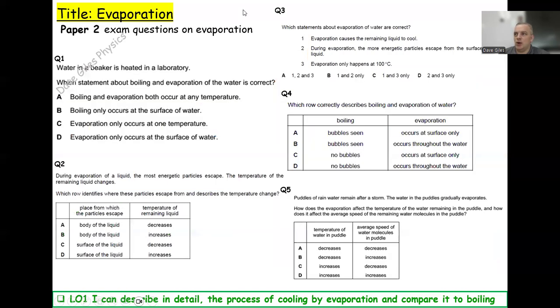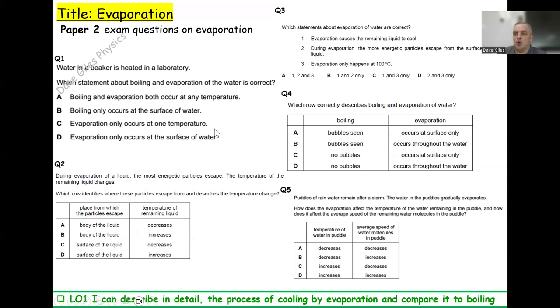So, a couple of questions on what we've talked about here. So, question 1, water in a beaker is heated in a lab. Which statement about boiling and evaporation of the water is correct? Boiling and evaporation both occur at any temperature. No, boiling has a fixed point. Boiling only occurs at the surface. No, it happens throughout the liquid.